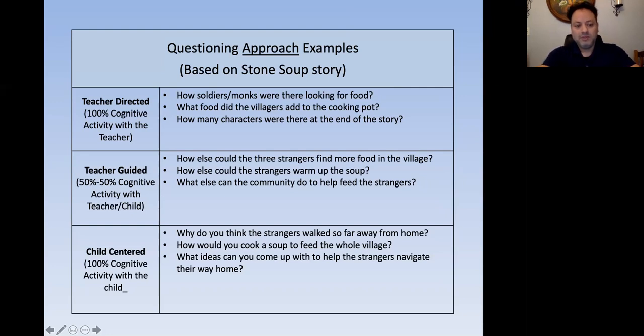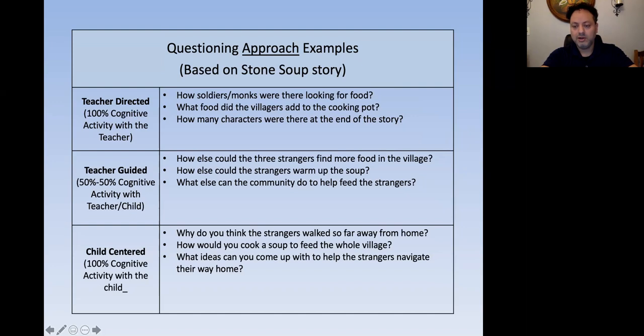And so if this was a teacher-directed experience, some of the questions would include how many soldiers or monks were there looking for food, right? And if we read the book to the children, there'd be three. So children would answer three, teacher, three, Mr. Allen, or three. What food did the villagers add to the cooking pot, right? So if you read the book, they would know that. How many characters were there at the end of the story? They would just have to count, right? How many were there? And so those are teacher-directed questions.